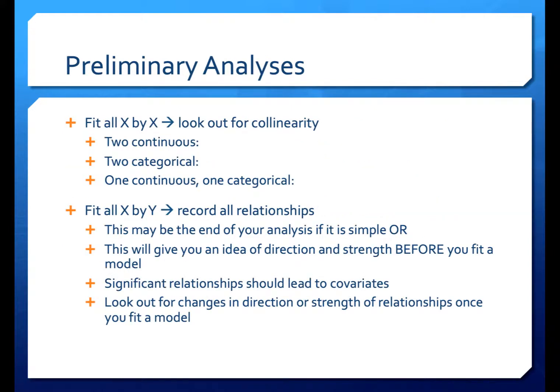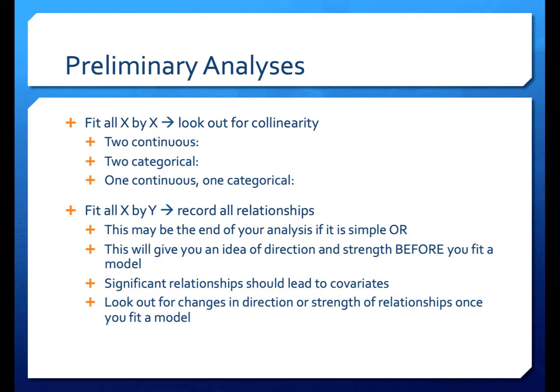You want to start first with preliminary analysis, so fit all your X by X. This is how you'll look out for collinearity with continuous variables or categorical confounding. So if you have two continuous, this is going to be basically a correlation or a Spearman's. If you have two categorical, you're looking at a Fisher's exact or a chi-square test. And if you have continuous and categorical, because you're looking at two predictors, it's really easier if you look at a t-test or ANOVA. So compare the medians or means across the groups.